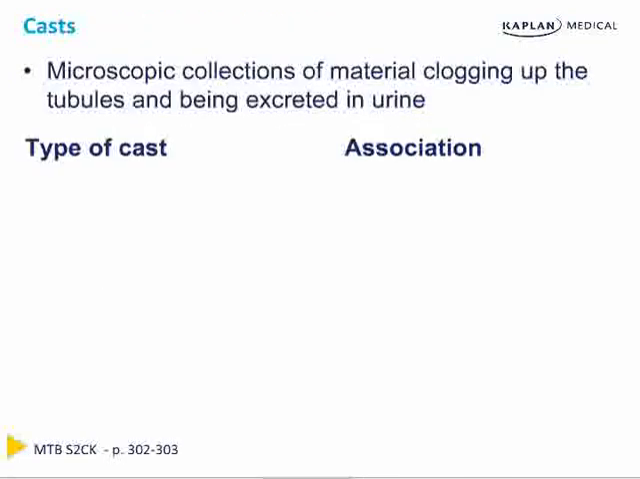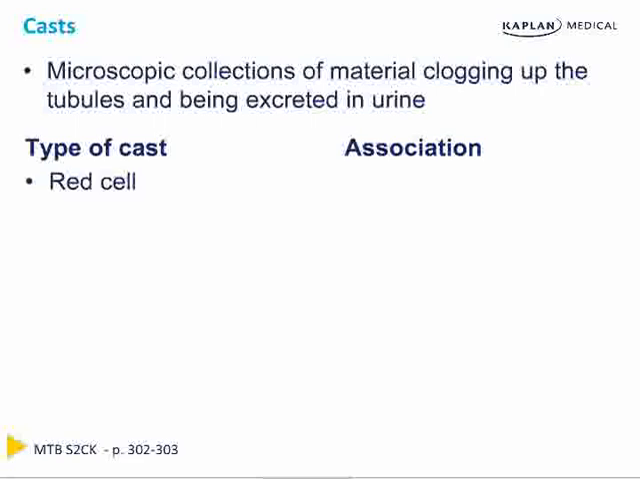Lastly, let's talk about casts. Casts are imprints of the insides of renal tubules, as cells or other material can clog up those tubules and later be flushed out into the urine. Here is a list of high-yield buzzword descriptions of casts seen on microscopic analysis and the clinical associations you may be asked to identify on the USMLE Step 2.